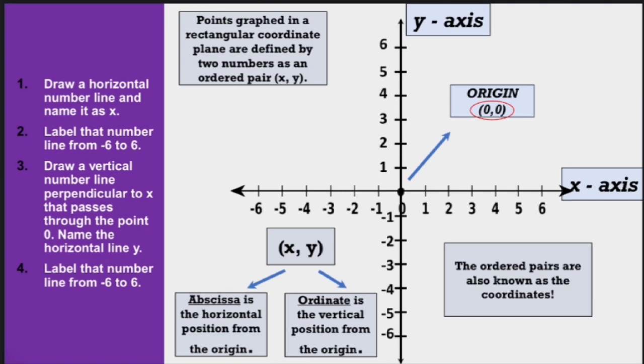You might be wondering, sir, what does the origin mean? From the name itself, if you look at dictionaries, the origin means the beginning. So when we do our plotting of points later on, the origin plays a huge role as where we begin. This is where we start in terms of locating points. It's our point of origin. That's why it's named origin. This is the point.